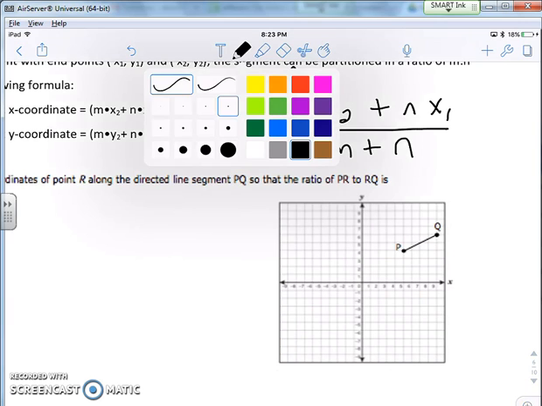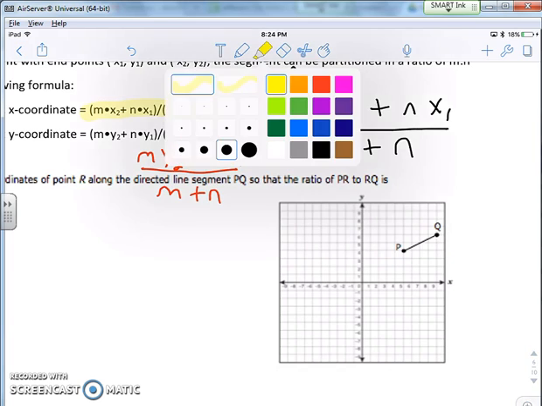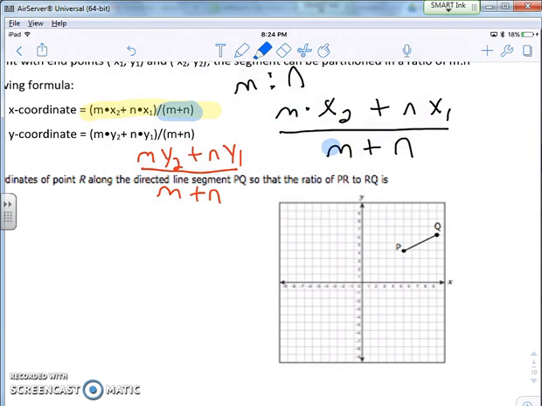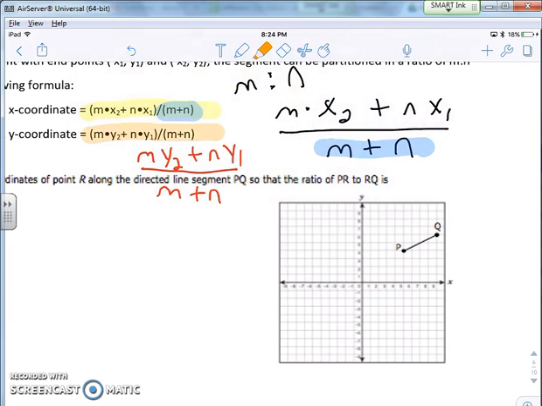And then the y's are very similar. For the y's, it's just going to be m y2 plus n y1 all over m plus n. And that's the y-coordinate. So the formulas that I have written up here, you just have to know that that denominator is a big fraction bar. So similarly, when we have the formula for the y-coordinates, that denominator is under a big fraction bar there.